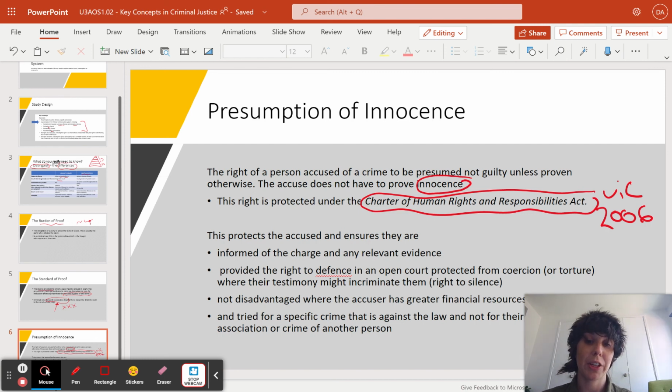This helps protect the accused because it ensures that they know what they're charged with, and any type of evidence that is going to be used against them. It provides the accused a right to have a defense in court, and it ensures that they are not disadvantaged. Okay, so we're assuming that the accused is innocent until proven guilty in order to ensure that they have a fair trial.